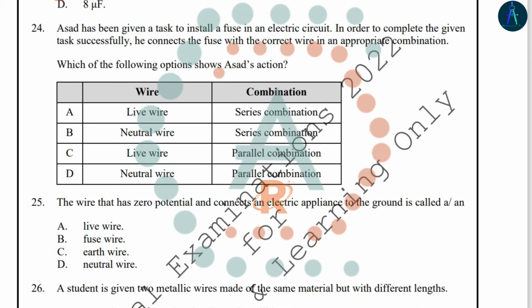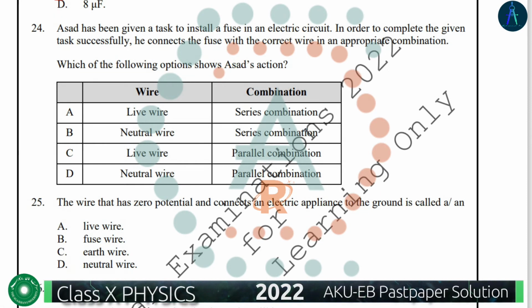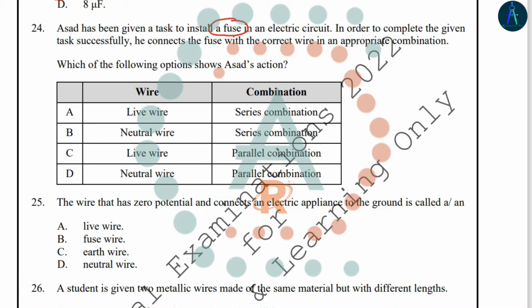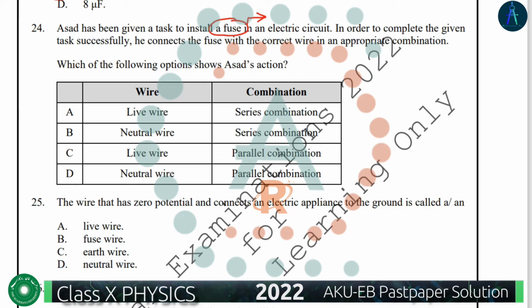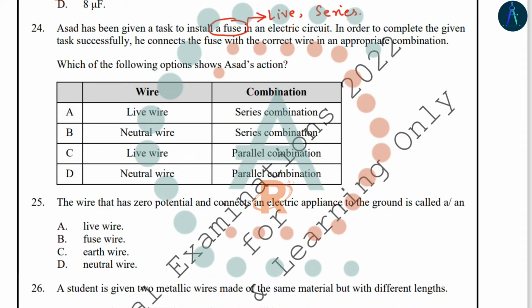Then we have question number 24. Asad has been given a task to install a fuse in an electric circuit. In order to complete the given task successfully, we connect the fuse with the correct wire in the appropriate combination. Which of the following options shows Asad's action? We know that a fuse is a safety device and it is always connected in the live wire in series combination. So the correct answer will be option A.